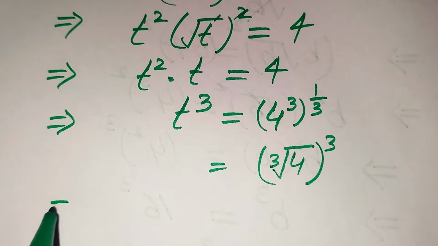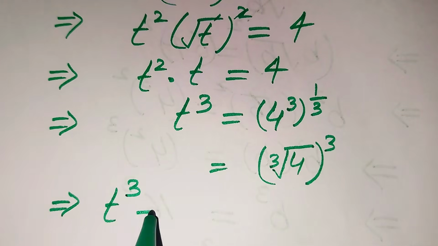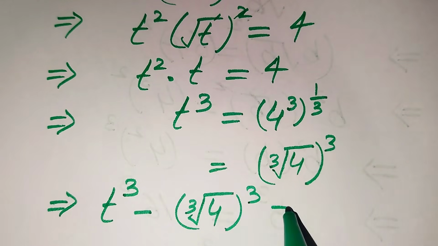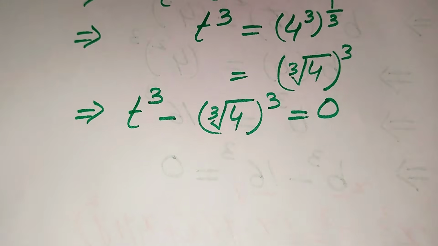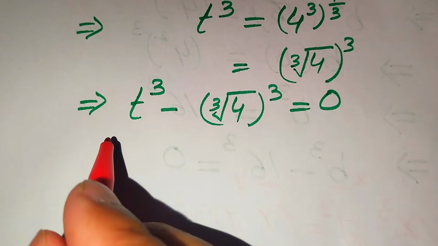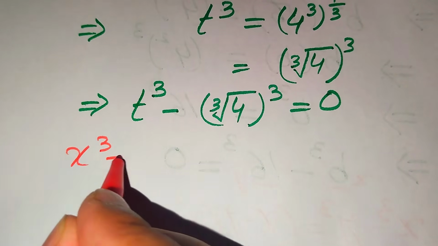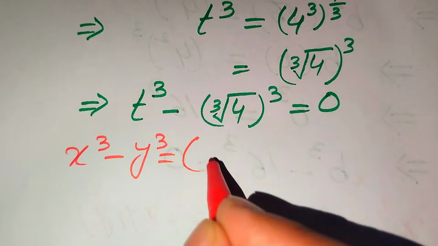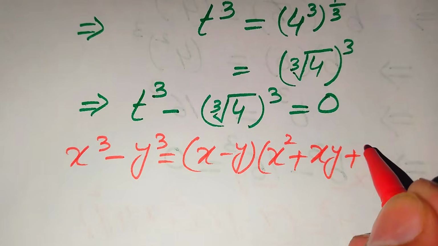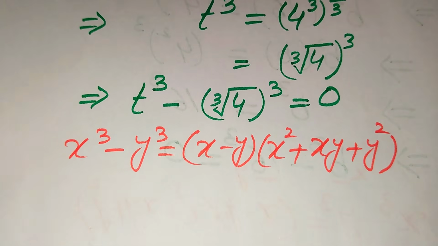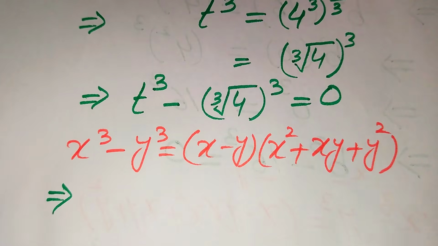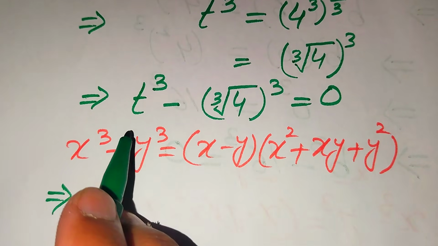And now we move the term from the right hand side to the left hand side, and it becomes t cubed minus the cube root of 4, whole cubed, and this whole equation equals 0. Now you see this equation becomes cubic in form, and we apply the cubic formula to solve it. We use this nice formula: x cubed minus y cubed equals x minus y times x squared plus xy plus y squared. According to this formula, we write the above equation in this form. The first factor is, so here the value of x is t.